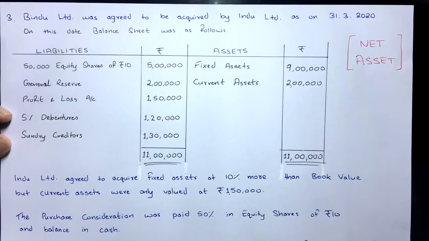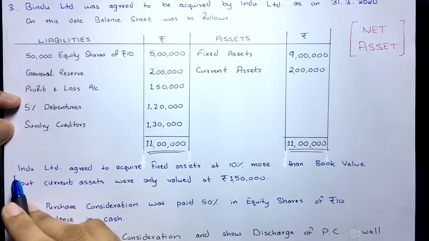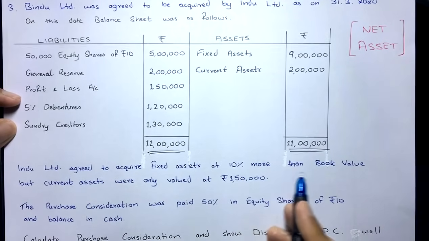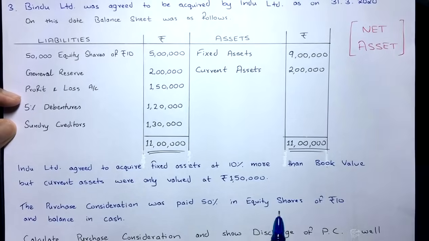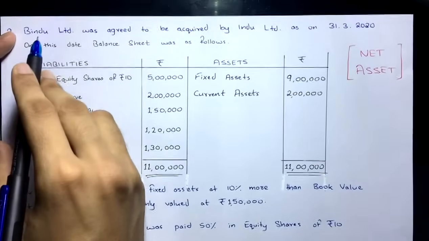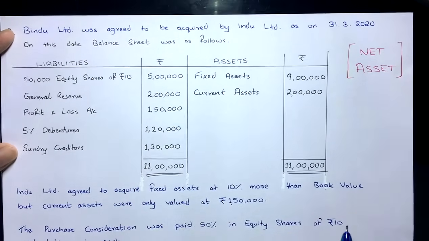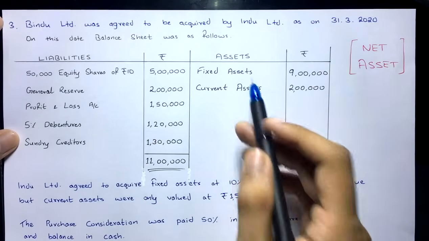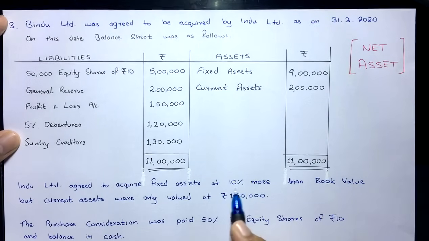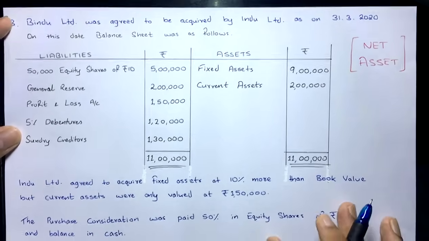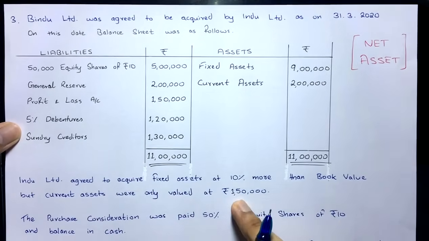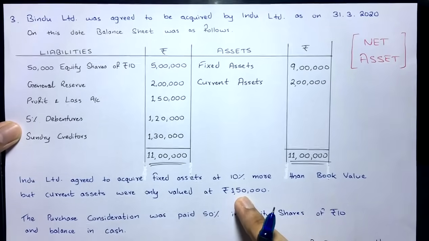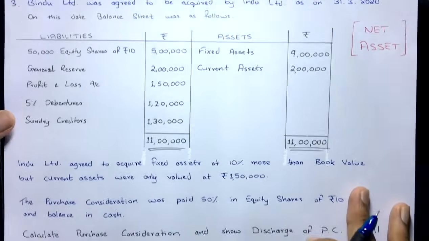That's it. See here in the blue ink, Indu Limited agreed to acquire fixed assets at 10% more than the book value. This company Indu Limited, which is acquiring Bindu Limited, has to pay something, and that something is called purchase consideration. They are taking over the fixed assets at 10% more value, but current assets were only valued at 1,50,000. So here they have given us the agreed value of current assets, that is 1,50,000, and that is what we are going to take in the calculation.